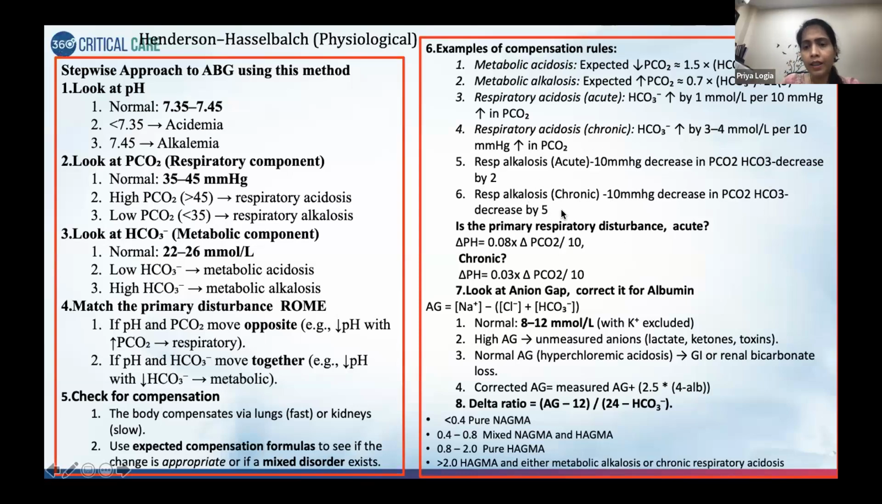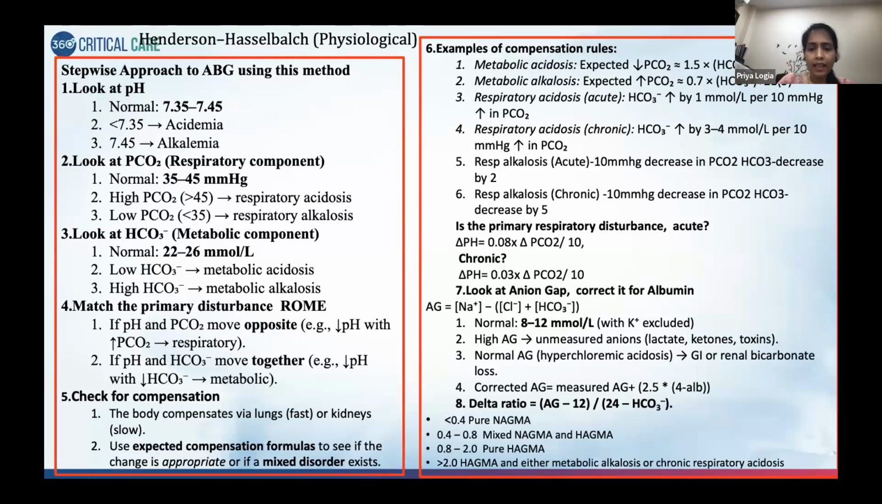So this is calculating your expected bicarbonate. But if you want to look at the pH, you can use this formula also. For every PCO2 increase above 40, you'll have to know this factor of 0.08 in an acute scenario. In case of chronic, 0.03. If it is respiratory acidosis, you subtract this from your pH of 7.40. If it is alkalosis, you add it to that, and that will be your expected pH.